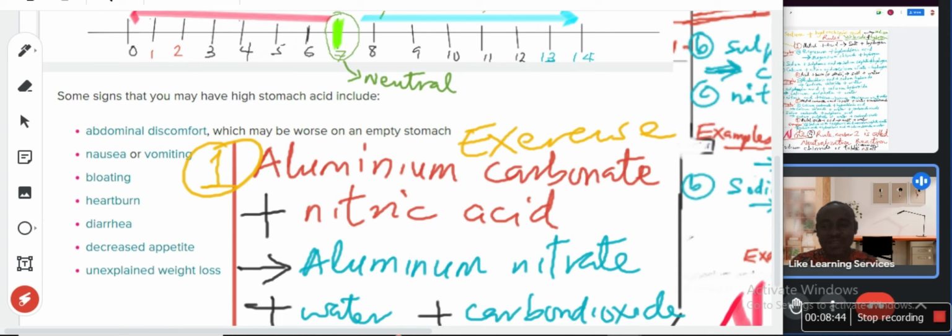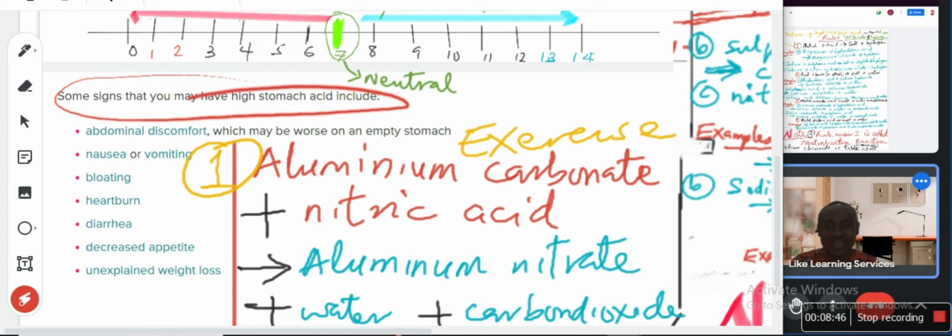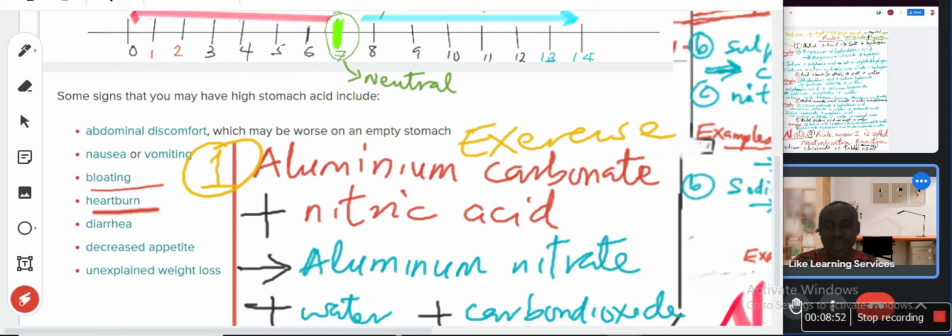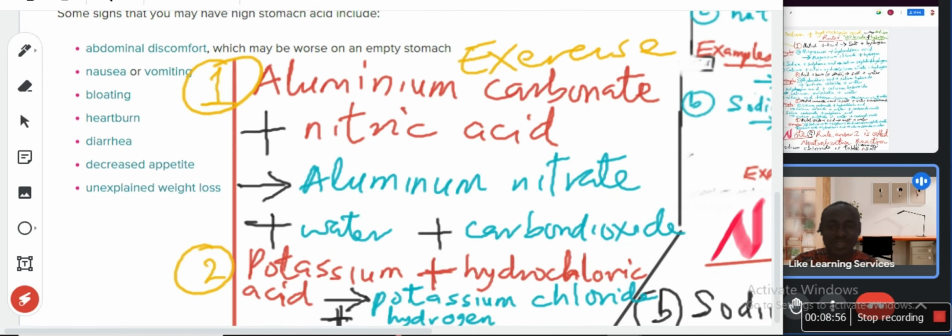I told you about stomach acid. This is just additional information. Some of the symptoms of stomach acid are bloating, heartburn, diarrhea, unexplained weight loss, but don't bother about that.